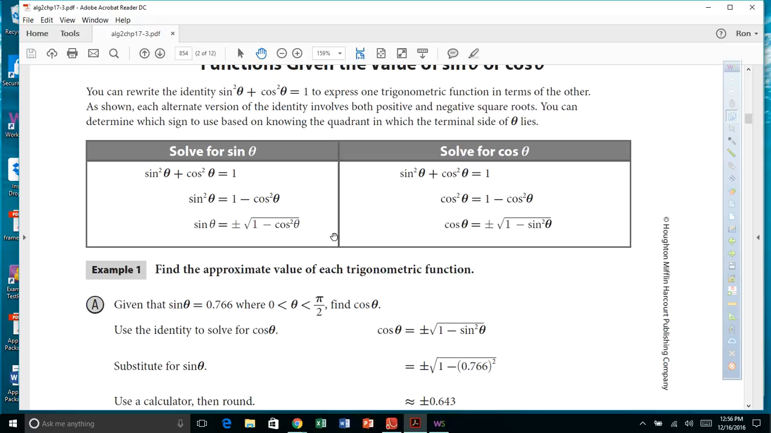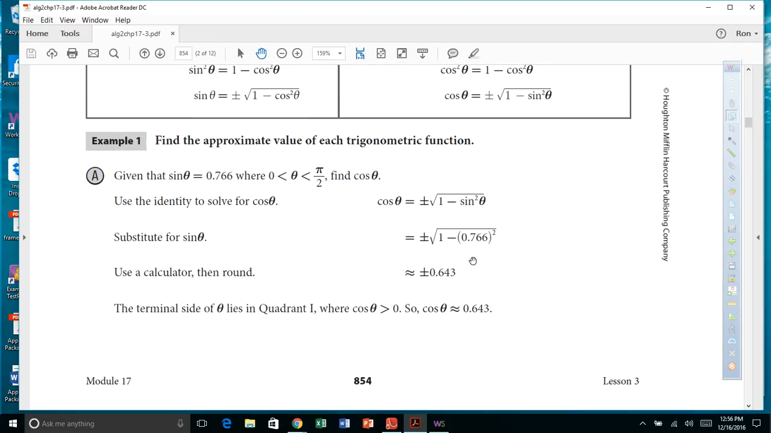So if we solve for sine theta, we would subtract cosine squared theta from both sides and then take the square root, and you would have plus or minus the square root of 1 minus cosine squared theta. If we solve for cosine theta, we would subtract sine squared theta from both sides, take the square root, and you'd have plus or minus the square root of 1 minus sine squared theta.